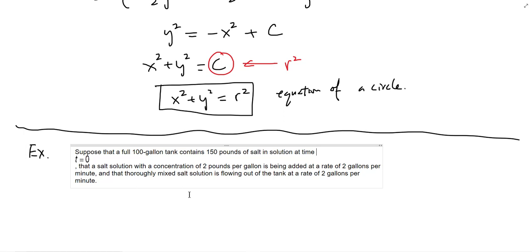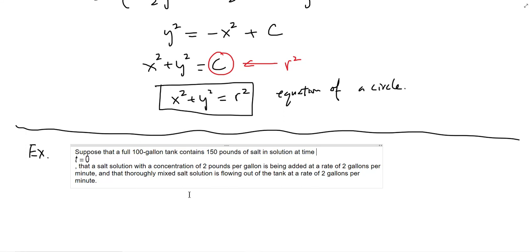Of course, this 150 pounds of salt can be replaced with any other chemical that you want. It doesn't have to be salt. It could be some kind of acid solution, some kind of chemical, or some kind of pollutant. It could be anything. But let's say it contains 150 pounds of salt, for our case, in the solution at time t equal to 0.